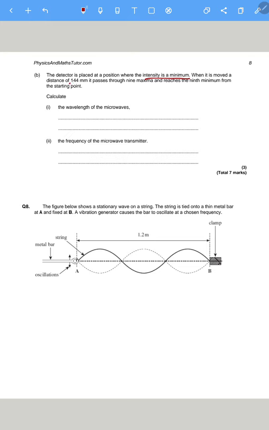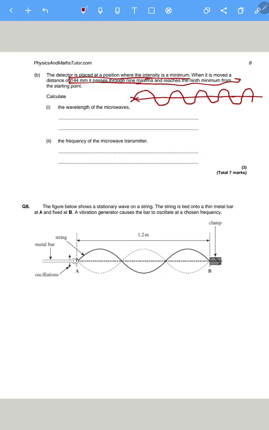The detector is placed at a position where the intensity is at a minimum. When it is moved a distance of 144 meters, it passes through 9 maxima and reaches a minimum from the starting point. So it passes through, say this is a wave, so it does that. So say it starts from here at a minima.